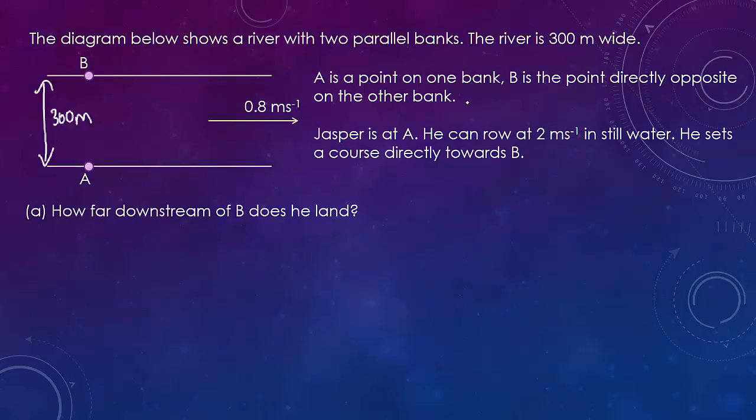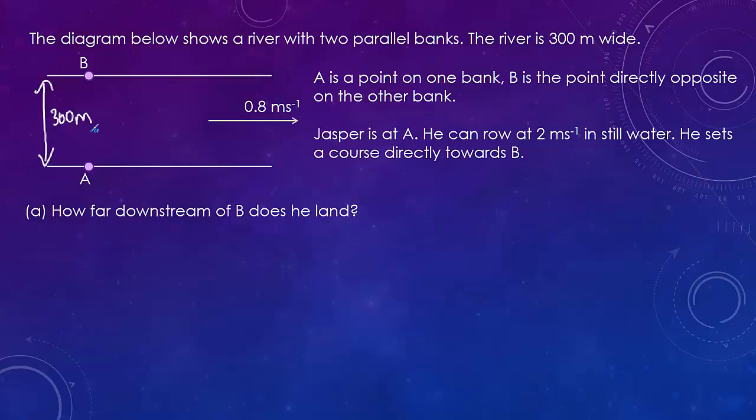A is a point on one bank and B is a point directly opposite on the other bank. Jasper is at A. He can row at 2 meters per second in still water. He sets a course directly towards B, and we can see that the current is flowing this way at 0.8 meters per second. How far downstream of B does he land?